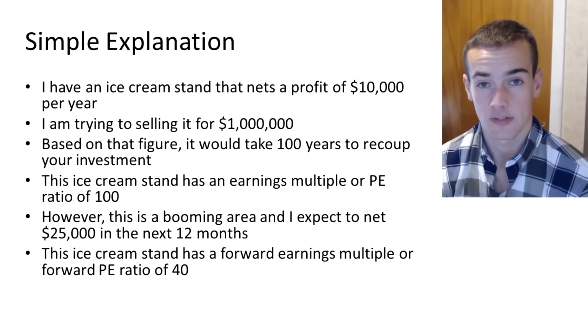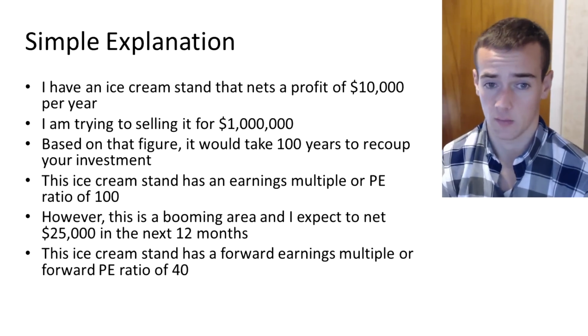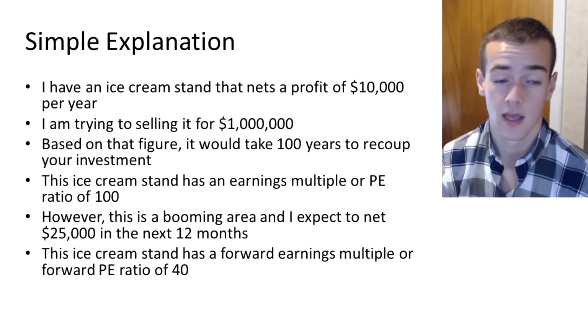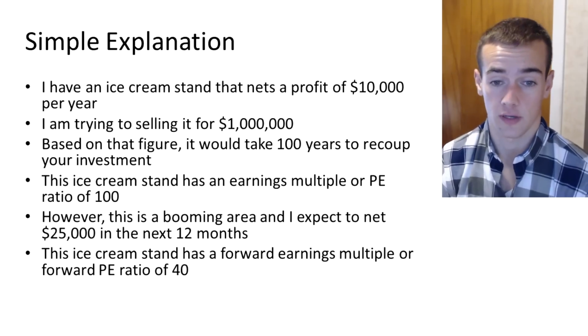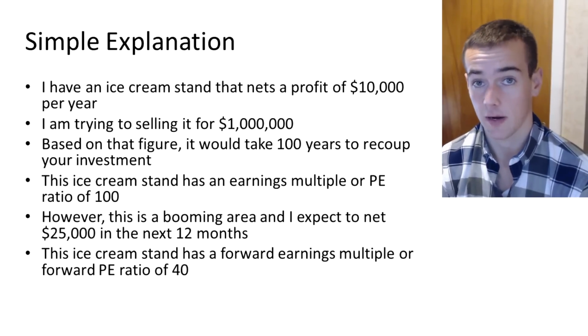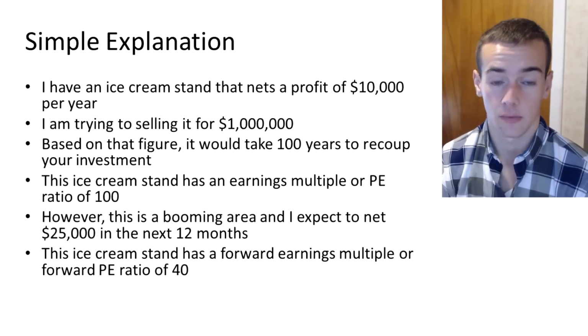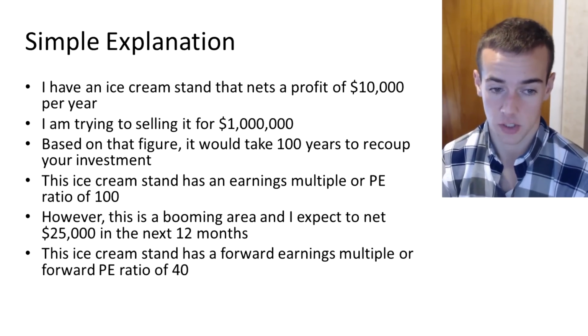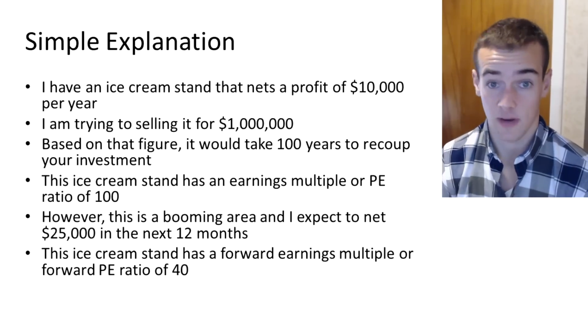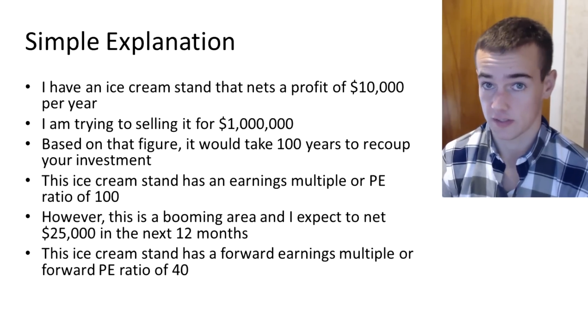So I'm trying to sell this thing to people, everyone's looking at it, I'm telling them what my net profit is, and they're like, you're out of your mind. We're not paying you an earnings multiple of 100. However, this is a booming area, and I expect to net $25,000 in the next 12 months. I expect my earnings to grow significantly. So now this ice cream stand has a forward earnings multiple, or forward PE ratio, of 40, because I expect my sales and my revenue to increase significantly.